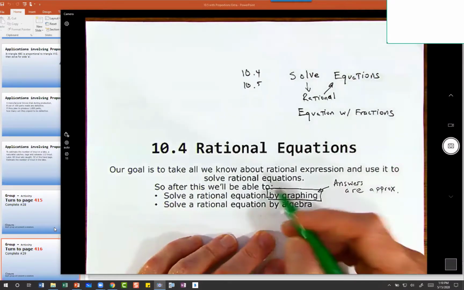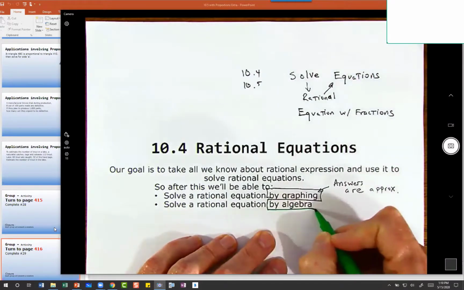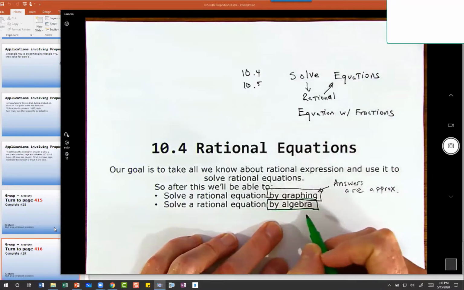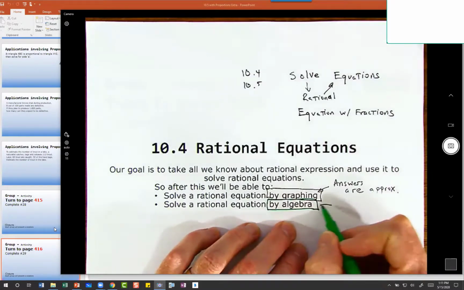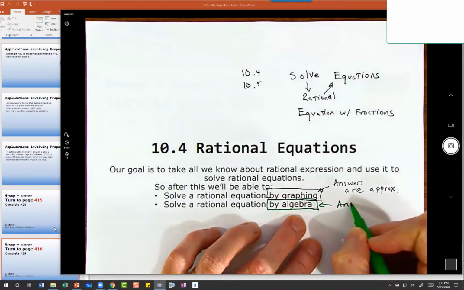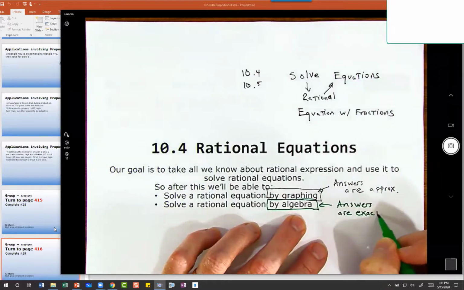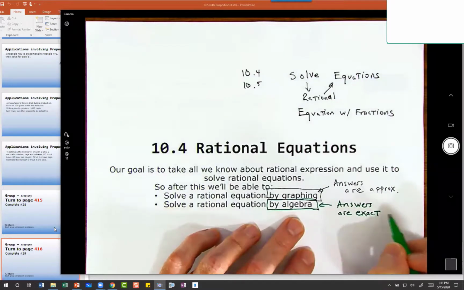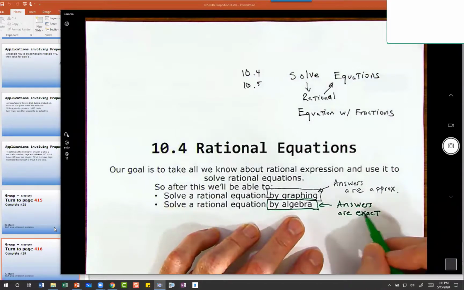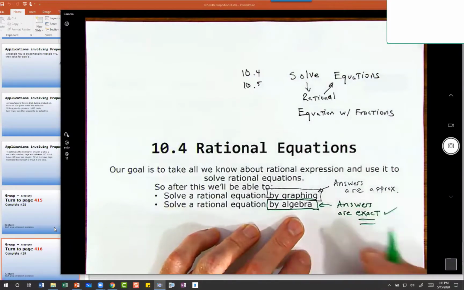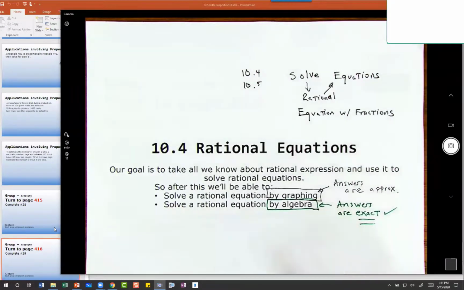With the algebra method that we'll learn today, that will be new. It'll be a new way of thinking here. These answers are going to give us exact values, and that has advantages in many situations. But that's our game plan, these two ideas right here.